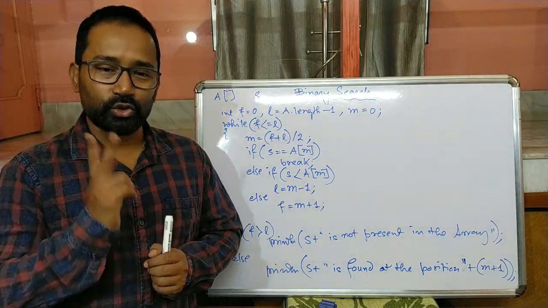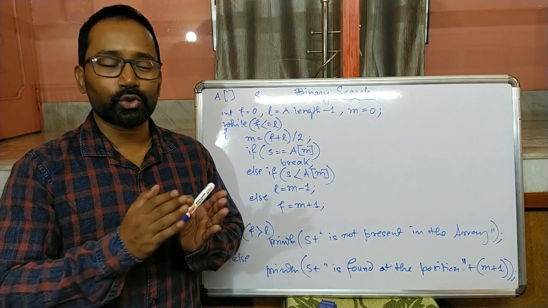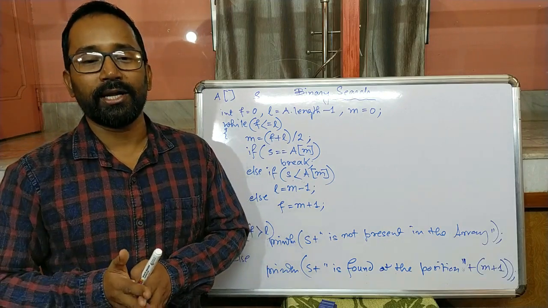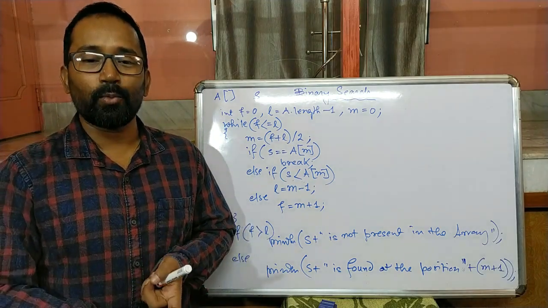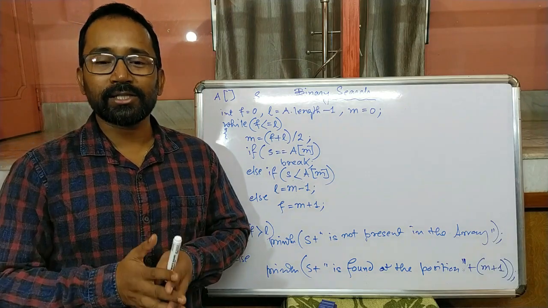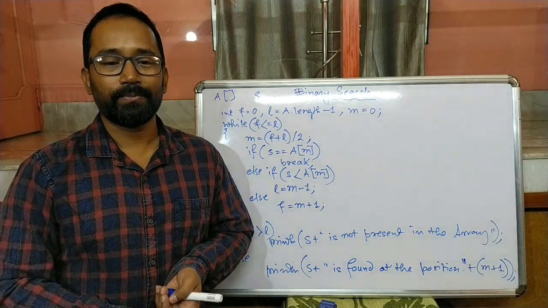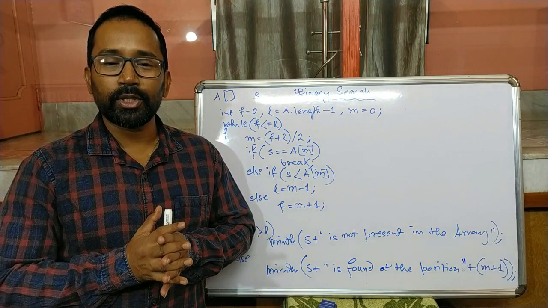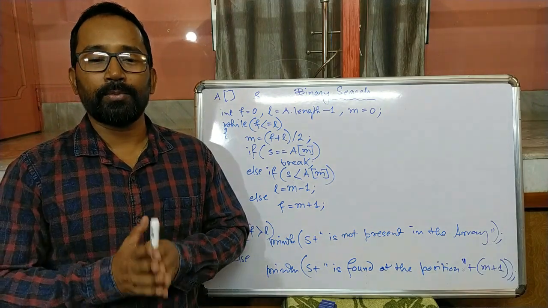Second, binary search works on a sorted array, and linear search works on sorted as well as unsorted arrays. Third, binary search is faster and more efficient than linear search. Linear search is slower than binary search. Hope these two searching algorithms are clear to you. So practice searching programs on your computer.